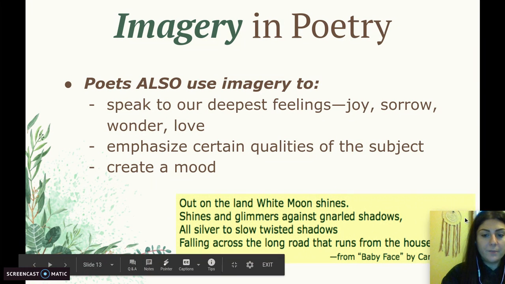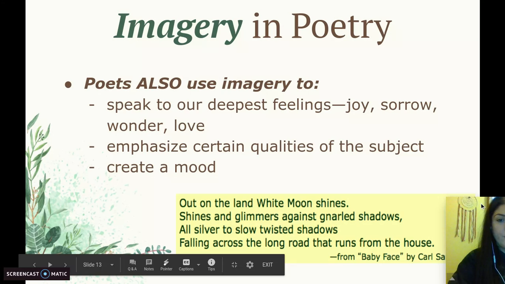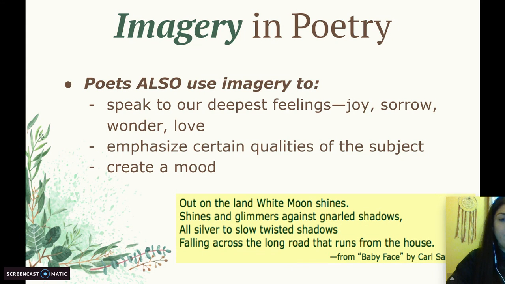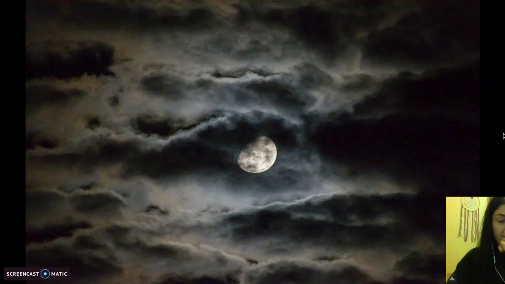Thinking about this little excerpt from Carl Sandburg's poem Babyface: out on the land, white moon shines and glimmers against gnarled shadows, all silver to slow twisted shadows, falling across the long road that runs from the house. So that's an example of how imagery could set a mood. And that's kind of like what I get from it, describing the moon in the clouds.